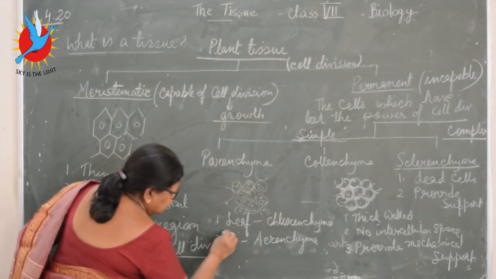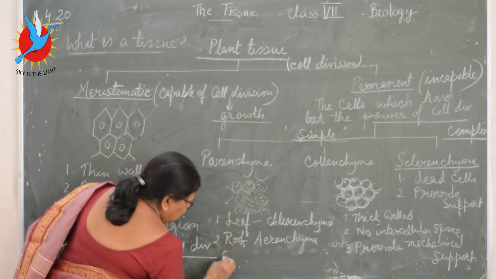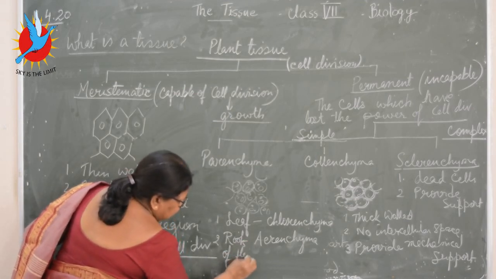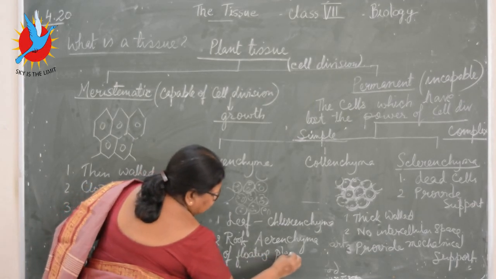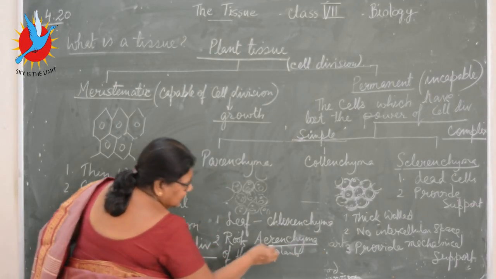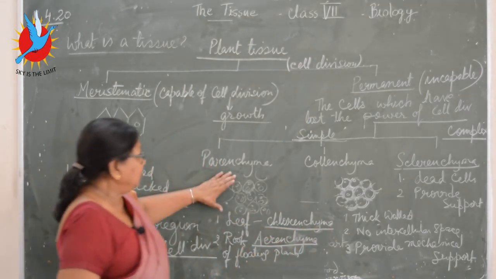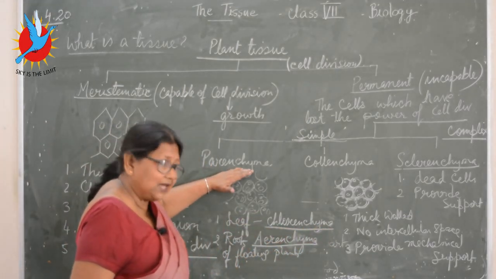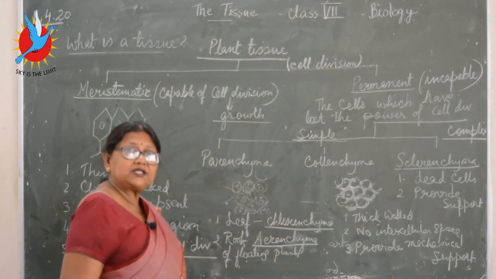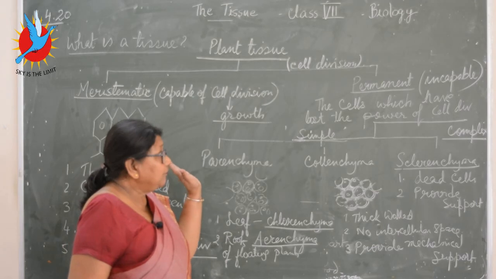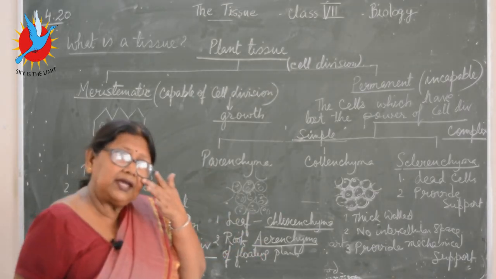I can just write simple, roots of floating plants. So one is Aerenchyma, one is Chlorenchyma. Both belong to the group basically parenchyma, but only with chlorophyll and with air cavities. That is a special thing. So for today, I think this is enough. We'll continue next day. Any problem?